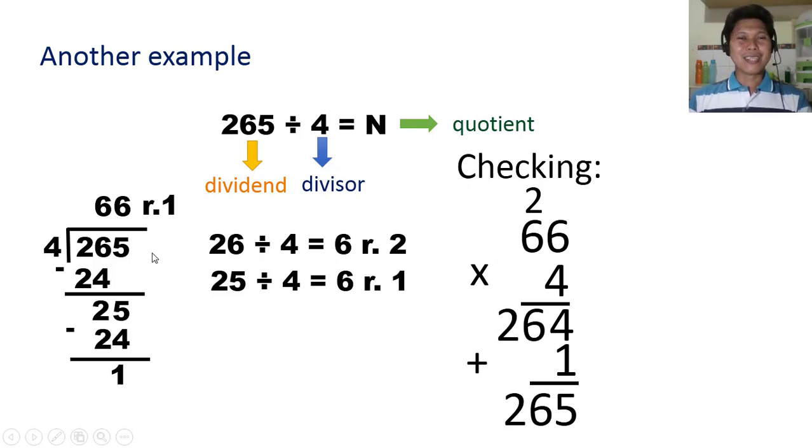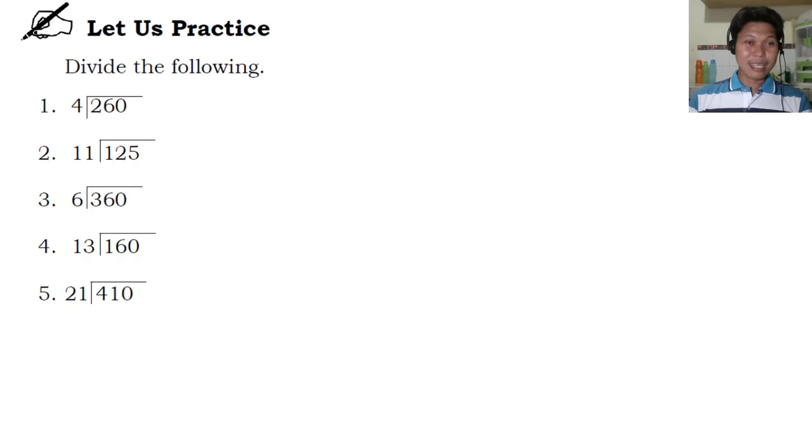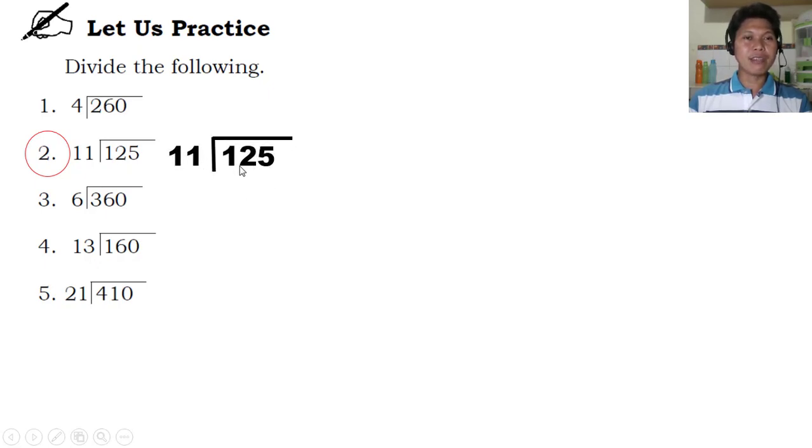Okay? So, this time, let us practice. Siguro, pipiliin lang natin dito. And we are going to focus now on the 2-digit divisor, kagaya nitong 11, we have 13 and 21. So, buksan natin ang number 2, which is 125 divided by 11. So, yan. Sulat natin 125 and 11. We cannot divide this 1 by 11, so proceed tayo sa 12. And 12 divided by 11 is 1. 1 times 11 is 11.